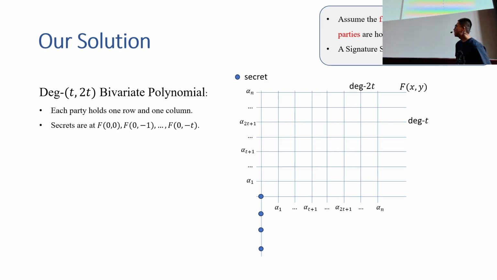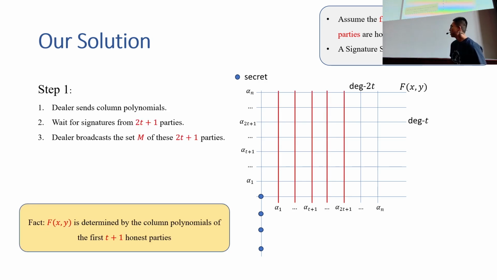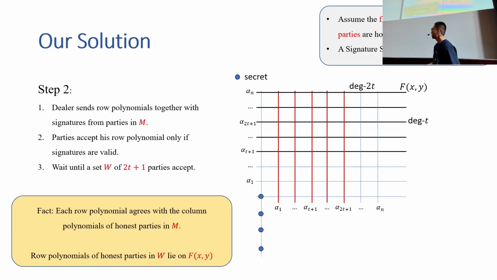So let's try to just use the previous approach and see where the same approach breaks. Following the previous approach, we still let the dealer share the column polynomials in the beginning and wait for signatures from 2t plus 1 parties. Following the same argument, at least t plus 1 honest parties will provide their signatures, and from those t plus 1 honest parties, we can determine the polynomial f. The second step is to distribute the row polynomials with signatures, and we can also argue that the row polynomials accepted by honest parties are also correct.